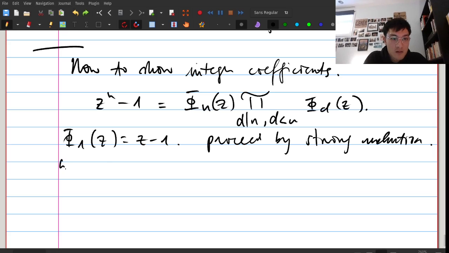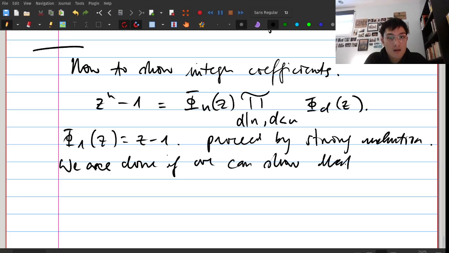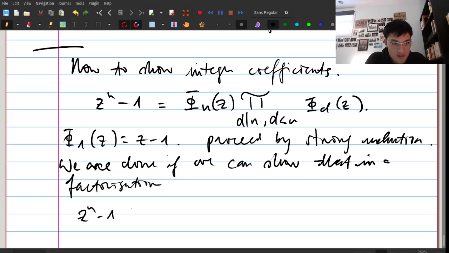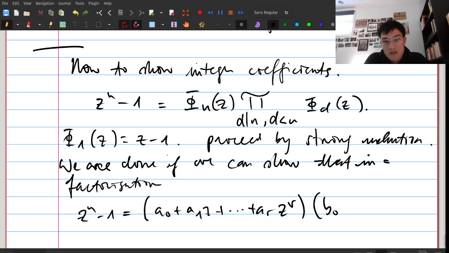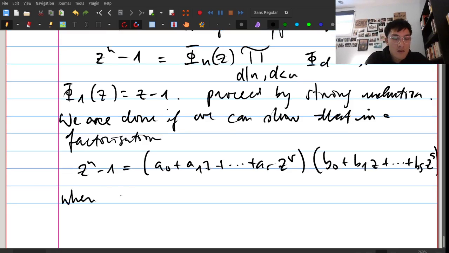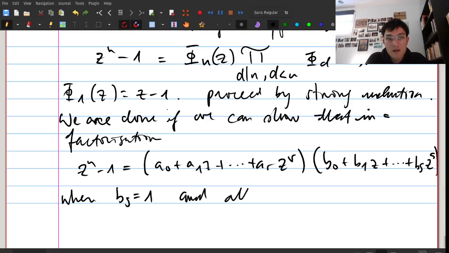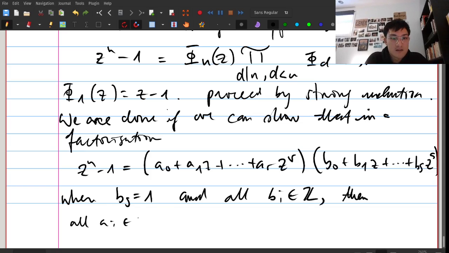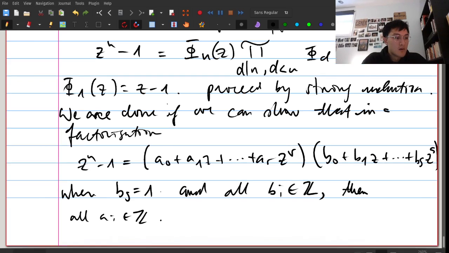We are done if we can show that in a factorization, z to the n minus 1 is equal to a0 plus a1 z plus all the way up to ar z to the r, times b0 plus b1 z plus up to bs z to the s. If we factorize z to the n minus 1, and we know that all of these b are integer, where bs is equal to 1 and all bi are in Z, then all ai are in Z.